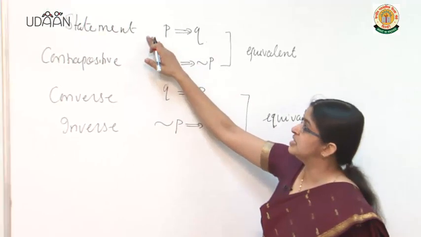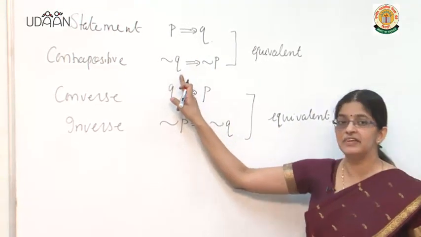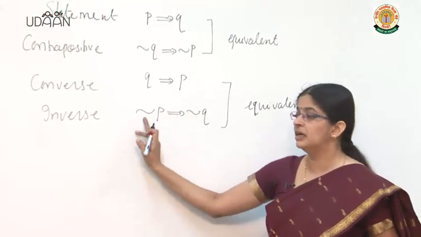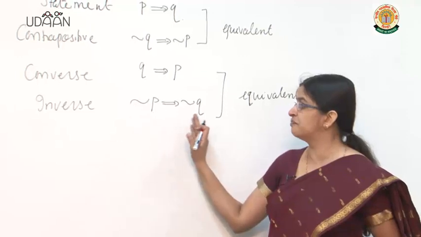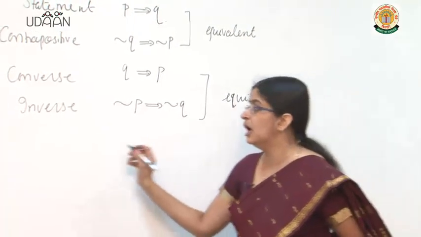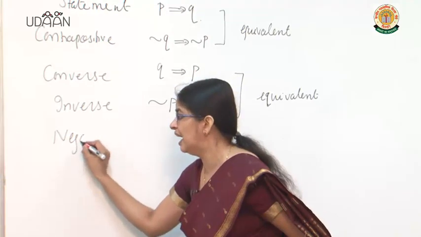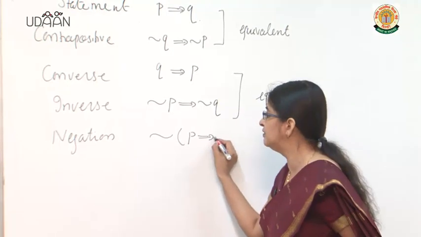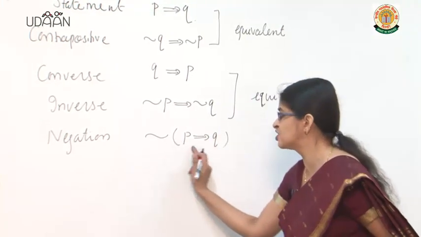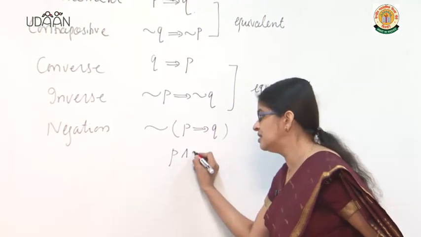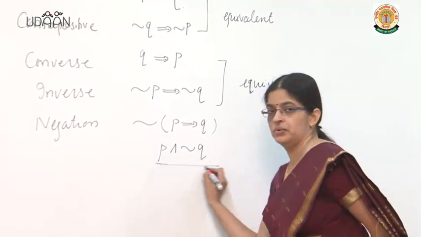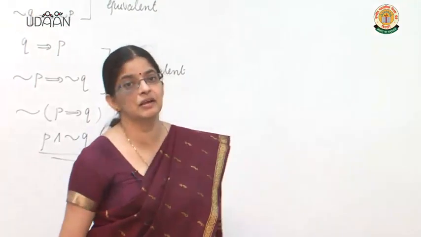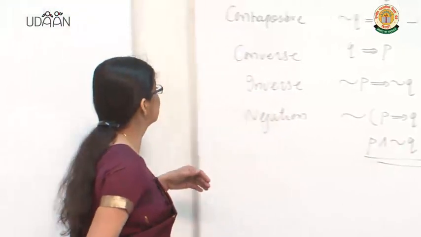So for the statement P implies Q, the contrapositive is negation of Q implies negation of P, the converse is Q implies P, and its inverse is negation of P implies negation of Q. Its negation we have already discussed. Can you tell what the negation of P implies Q is? P and negation of Q. Is it clear? Now we will discuss some questions based on the concepts which we have discussed.